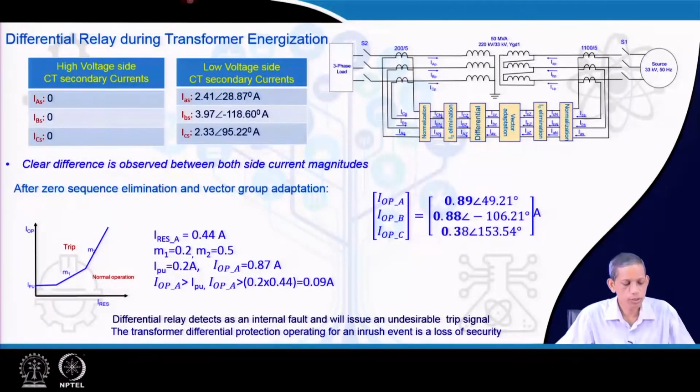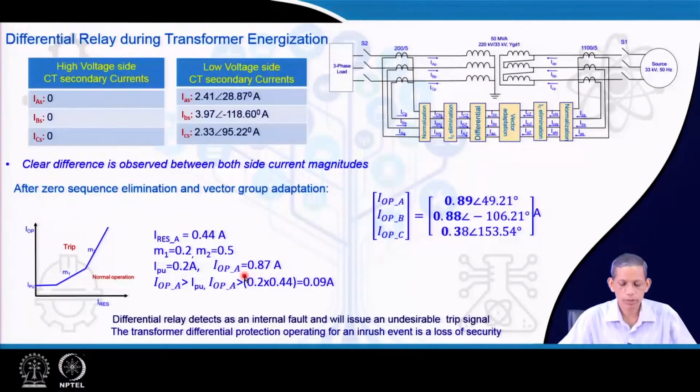If you see these values against the percentage biased characteristic which we have already enumerated in the earlier lecture, the restraining current in phase A becomes 0.44, M1 let us say 0.2 and M2 equals 0.5, and IP, this pickup current, becomes 0.2, what we have considered earlier also.